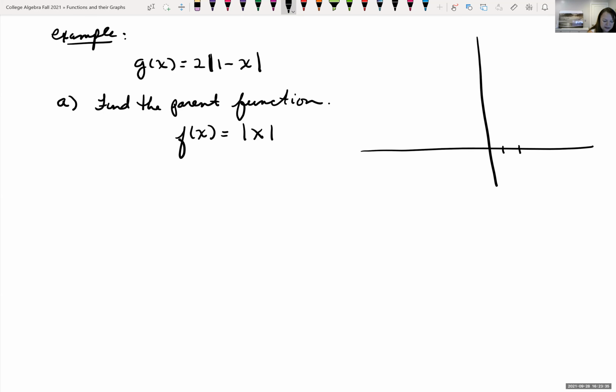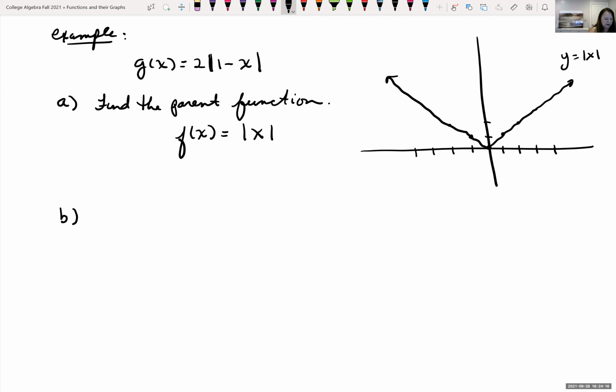So if I plotted points, and I really shouldn't have to, I should know what the general shape is, which is a V. If I plug in 0, I get 0. If I plug in 1, I get 1. If I plug in -1, I get 1. 2, I get 2. -2, 2. So we have this V. So part B, let's look at the transformations that are going on.